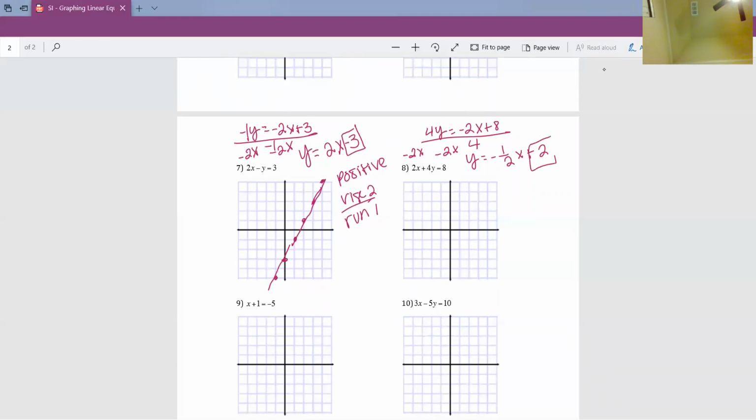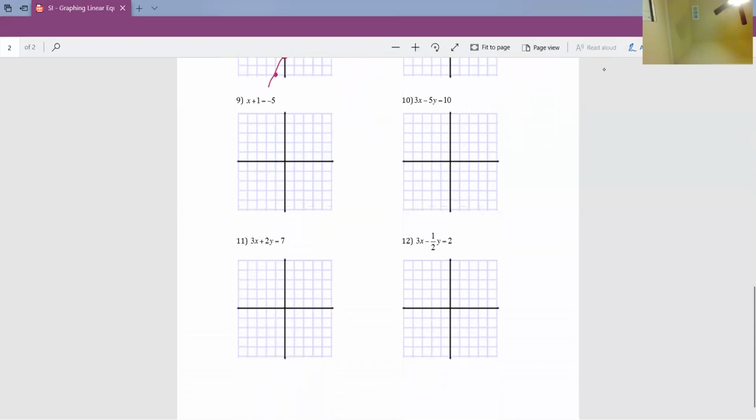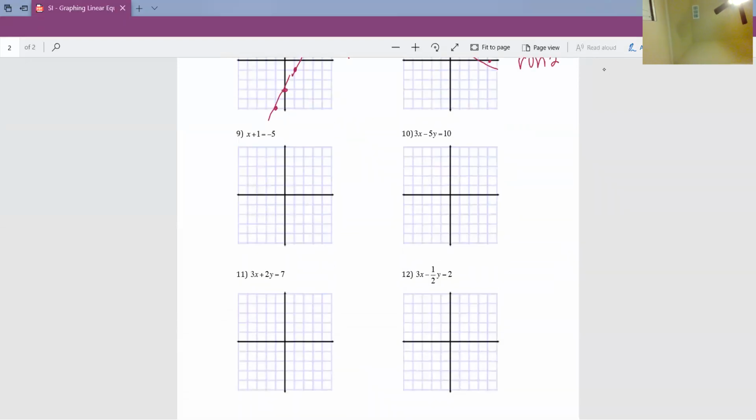So graph your y-intercept, which is 2. And then this is a negative graph. Okay, and your rise is 1, and your run is 2. So 1, 2, 1, 2, 1, 2, 1, 2. There we go. So 4 more.